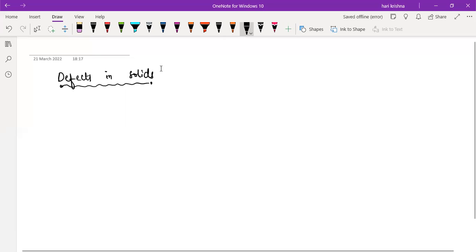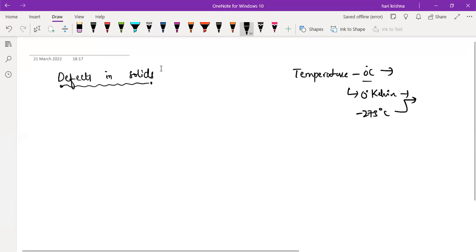Suppose you take a temperature of 0 degrees Celsius, all the solids will have the perfect alignment, because 0 degrees Celsius is the freezing point of water. Or if you take 0 Kelvin, that is -273 degrees Celsius, all the solids will have the perfect alignment, so it will form the crystalline structure.